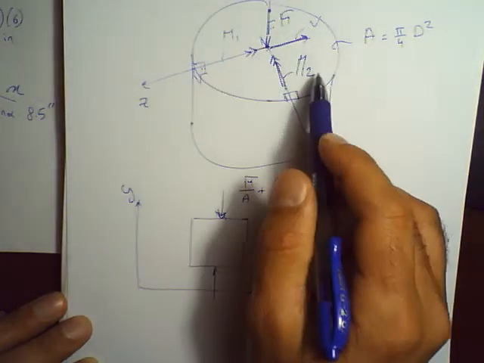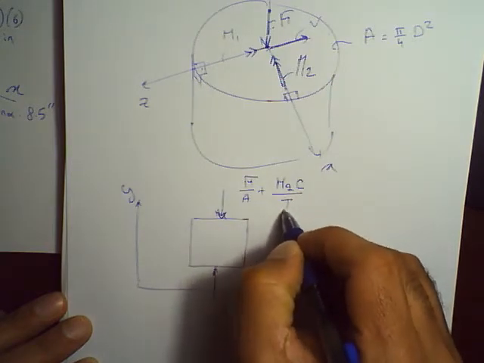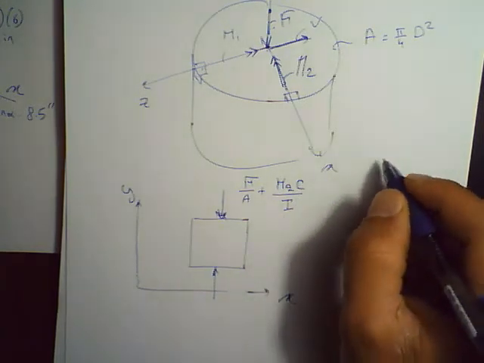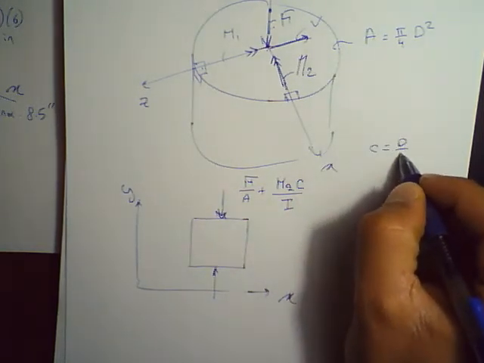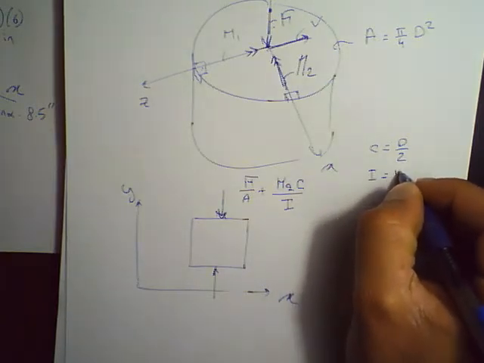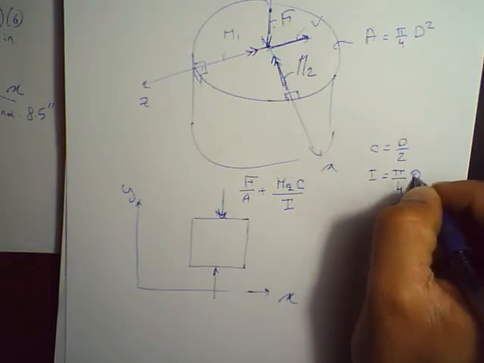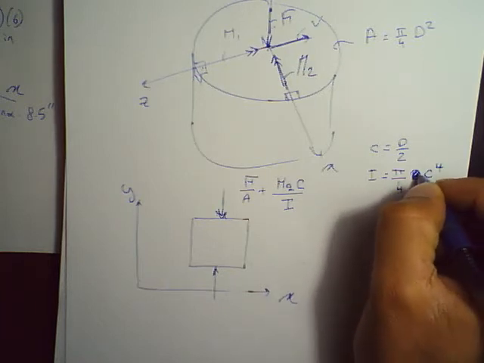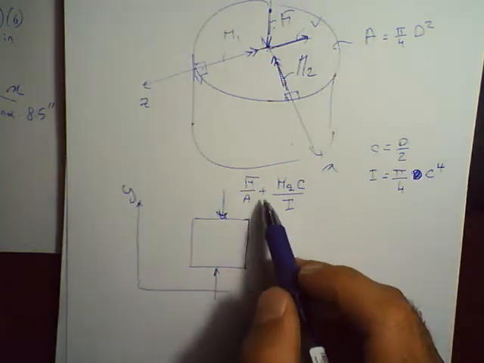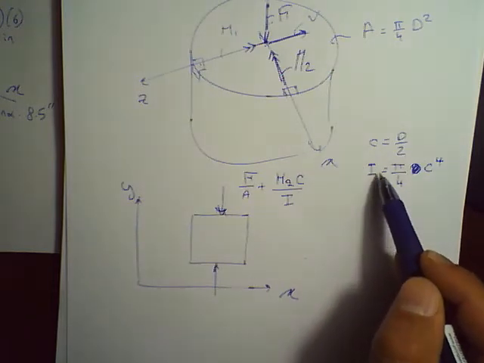We know that the stress is equal to MC over I. What is C in this case? C is going to be equal to D over 2, and I is going to be equal to how much? Pi over 4 C to the power 4. So C is half the diameter, and that is your I.